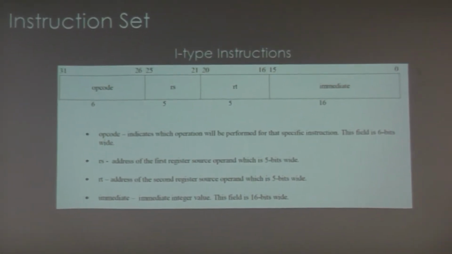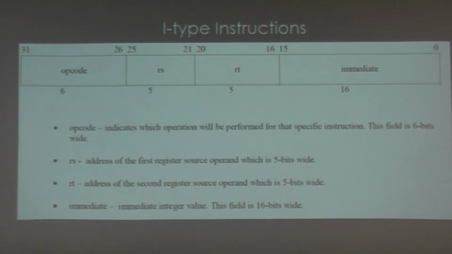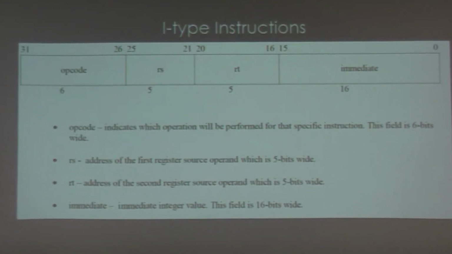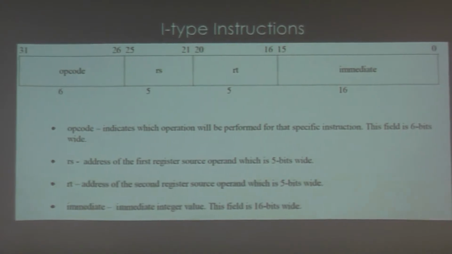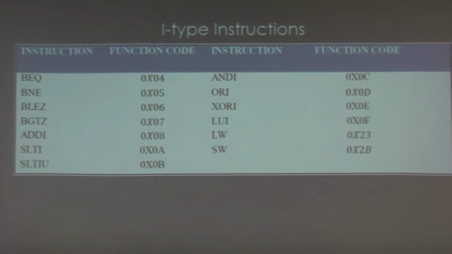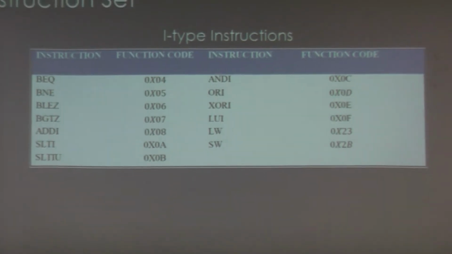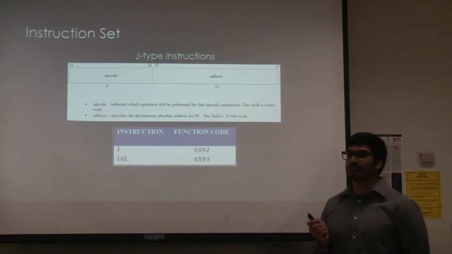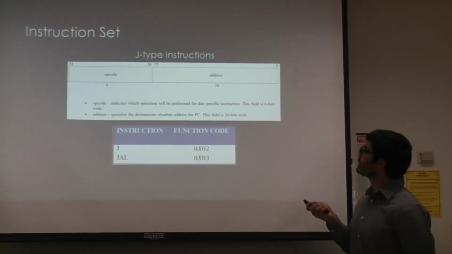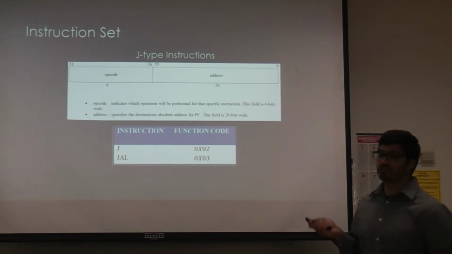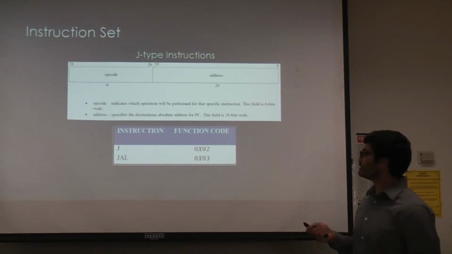Here's the format for I-type instructions. We have the opcode, RS, RT, and the immediate value. Here are the instructions for I-type instructions. Here is the format for J-type instructions. We have the opcode and the address. Usually these are your jump and jump and link.